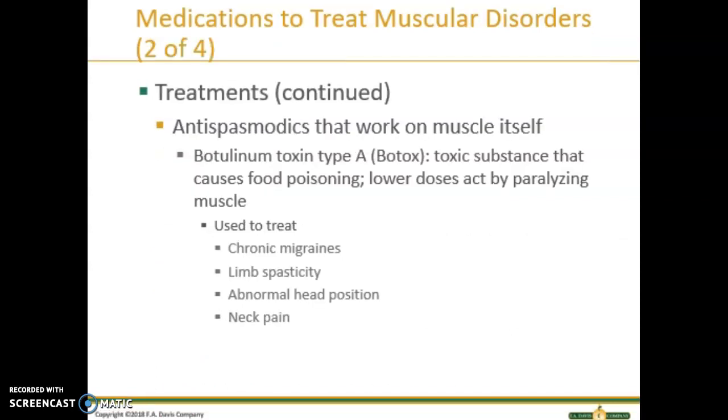Antispasmodics that work on the muscle itself, so an example, botulinum toxin type A, which is known as Botox. The toxic substance that causes food poisoning, they lower the dose and then it acts by paralyzing that muscle. So did you know this? That not only is Botox used to reduce the look of wrinkles, but it's also used in treatments as the antispasmodic medication in muscular disorders. It's used to treat chronic migraines, limb spasticity, abnormal head position, and neck pain.